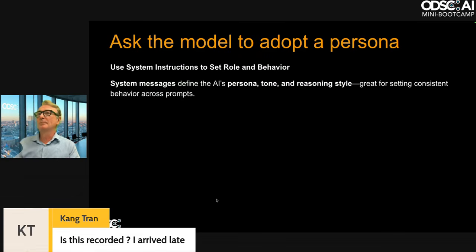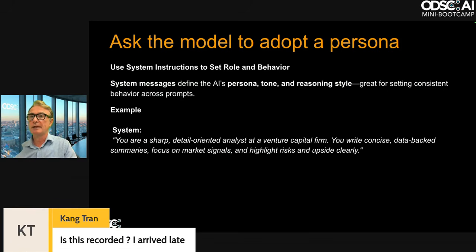So asking a model to adapt a persona will help with some of those previous questions, right? So you're at a VC firm, write concise data-backed summaries, focus on market signals and highlight risks and uncertainty, right? Because if you're in the VC industry, you know that if you don't have any data backing what you say, then people are going to think you're just BSing, and you have to understand what the market signaling is, and also you want to know what the upside is and the downside is as well.